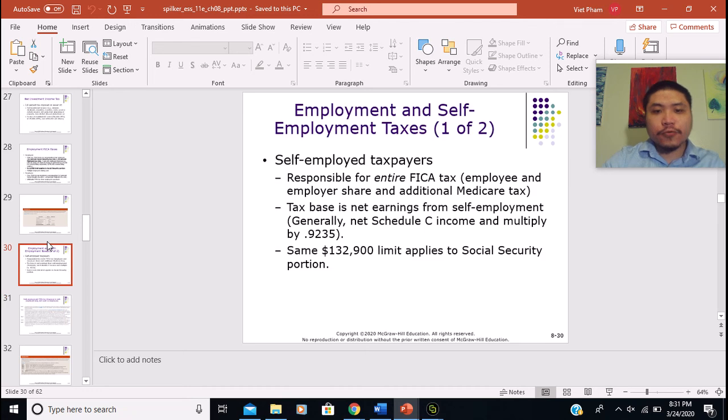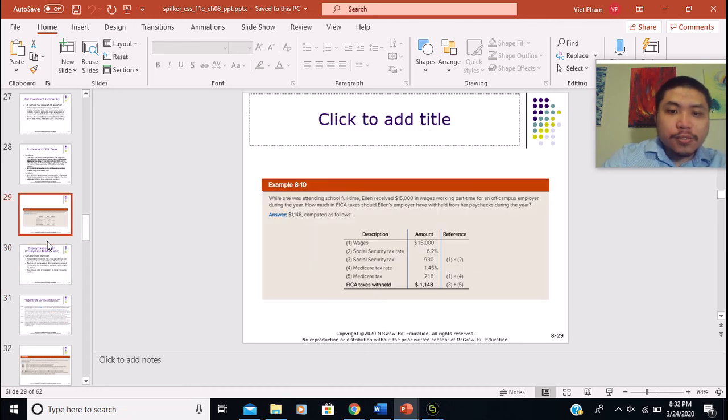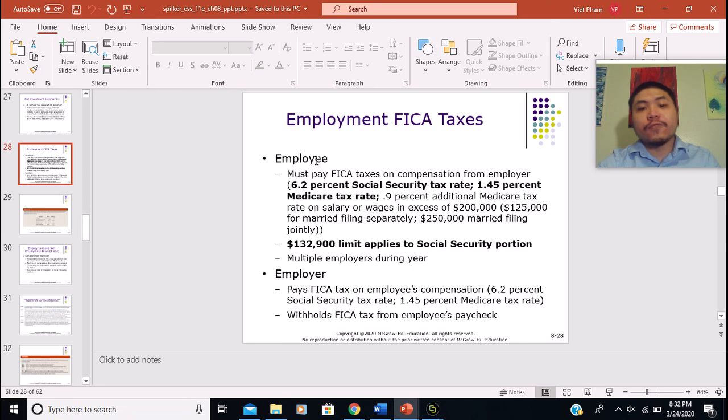The discussion we have is in chapter 8. So remember, for FICA taxes, there are two components: Social Security tax, which is taxed at 6.2%, and Medicare tax, which is taxed at 1.45%. For Social Security tax, there's a cap, a limit of $132,900. If taxpayers make more than that, they don't have to pay any additional tax. So the maximum Social Security tax that the taxpayer has to pay is 6.2% times $132,900. However, for Medicare tax, there's no limit.